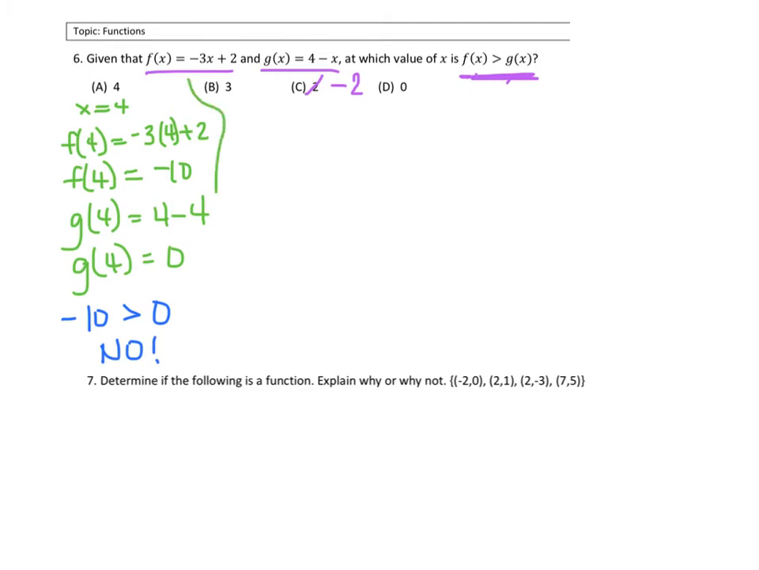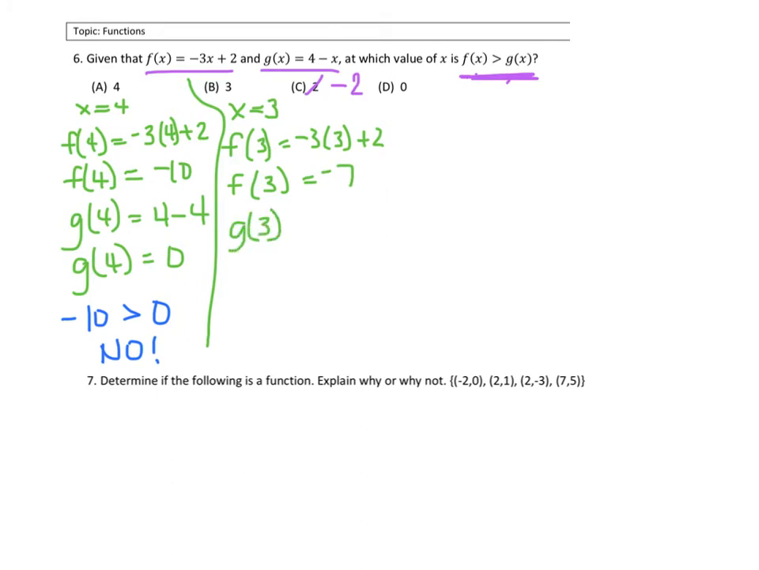Okay, so now we're going to go ahead and try B, where x would be 3. So I'm going to do f of 3, which is going to be negative 3 times 3 plus 2. So f of 3 would equal negative 7. And then I'm going to evaluate g of 3, which would be 4 minus 3. So g of 3 would equal 1. When I compare those, I get negative 7. That's our f output. Is that bigger than 1? And again, the answer is no.